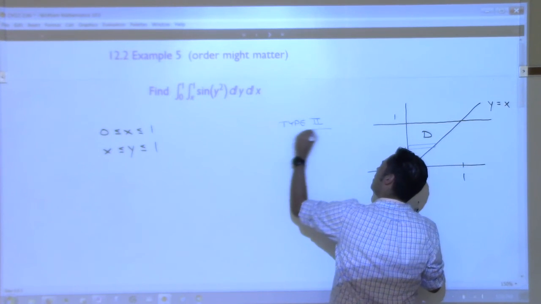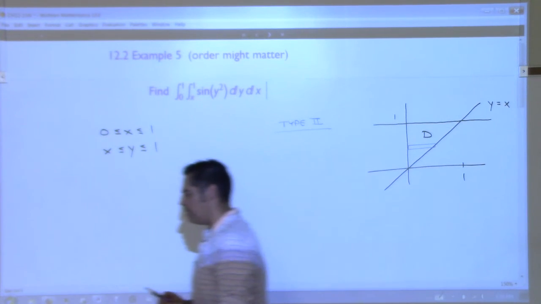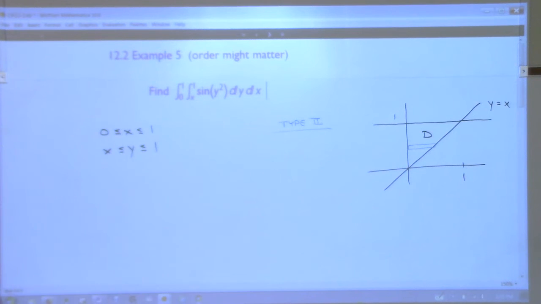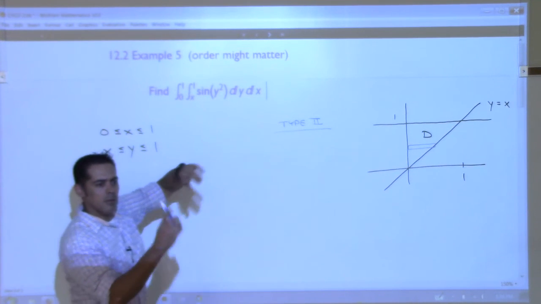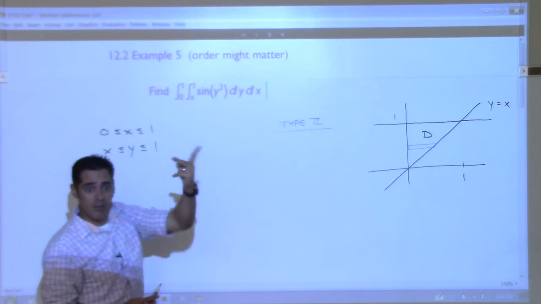and why would I be wanting to go type 2? Maybe I've missed this part. I'm not stressing why I would look at it as a type 2. What would doing it as a type 2 allow me to do to this double integral? Flip it. Flip the order of integration, right?